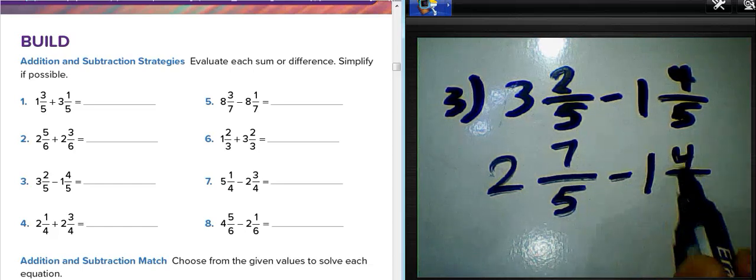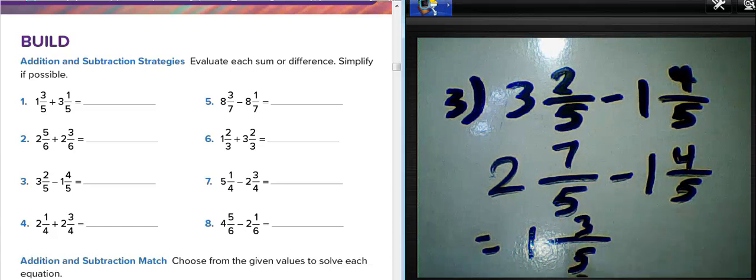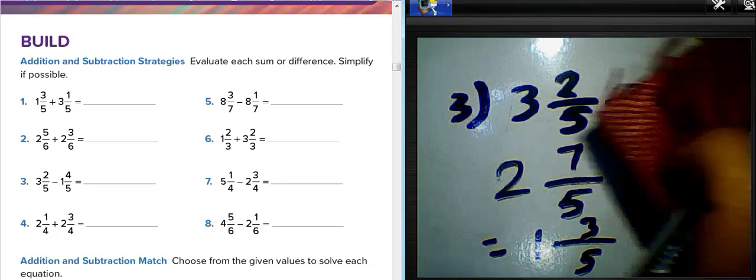And here 1 and 4 over 5, and then we can write the result. 2 minus 1 equal 1 and 7 minus 4 equal 3 and write 5 in the denominator, so the result will be 1 and 3 over 5.